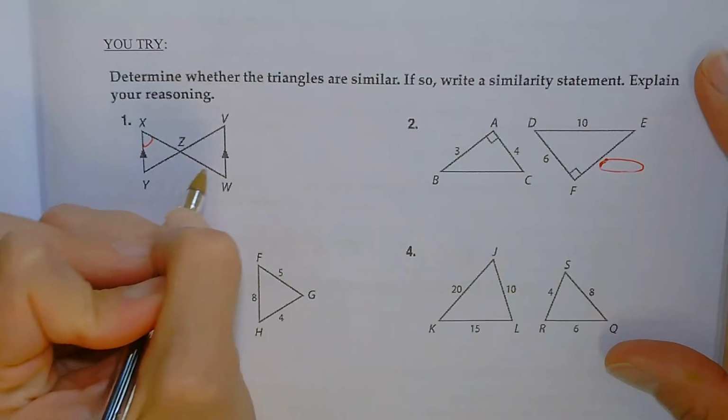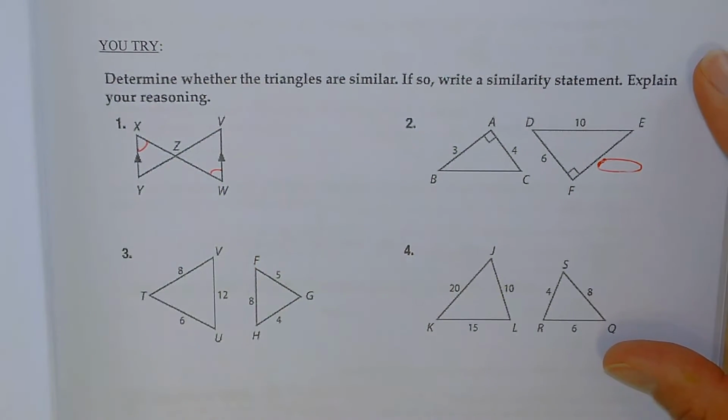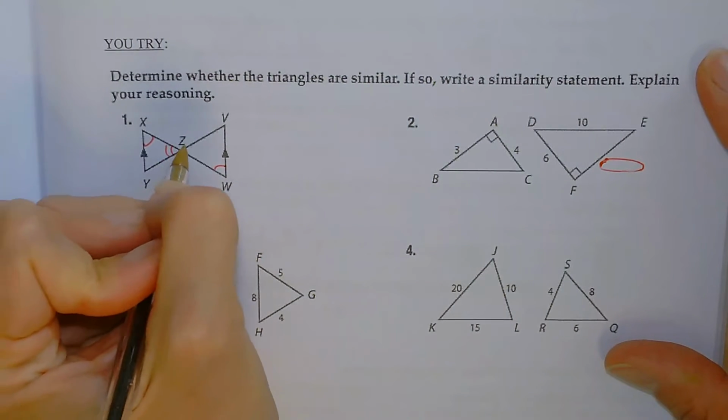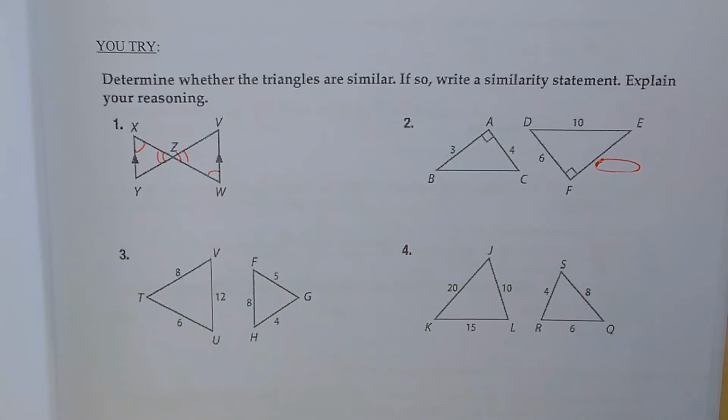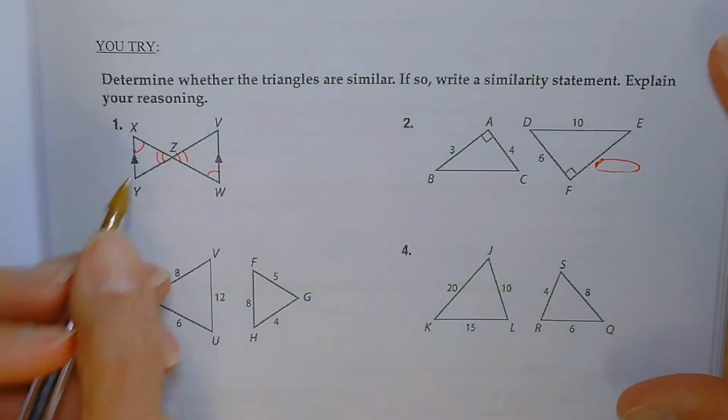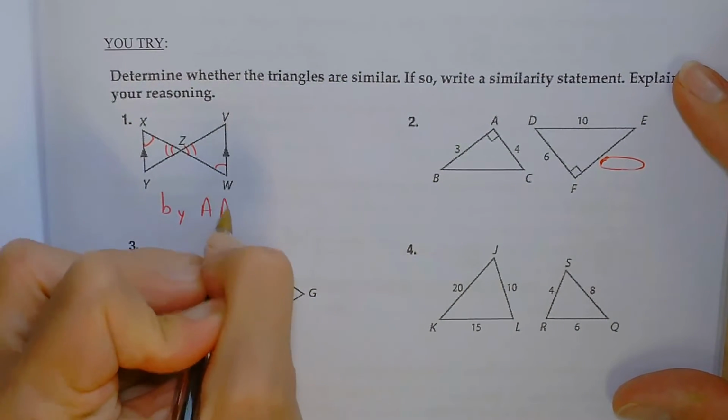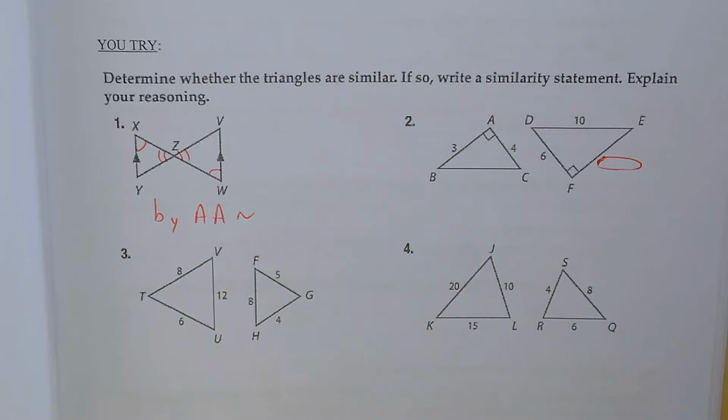All right, I'm going to mark a pair of alternate interiors. I'm going to mark a pair of verticals, and then I'm going to stop and say I'm done. I don't have to do anything else. These triangles are similar by AA similarity. And then I would write a similarity statement.